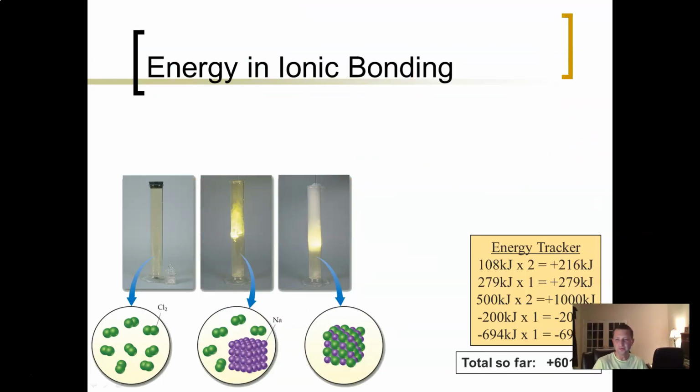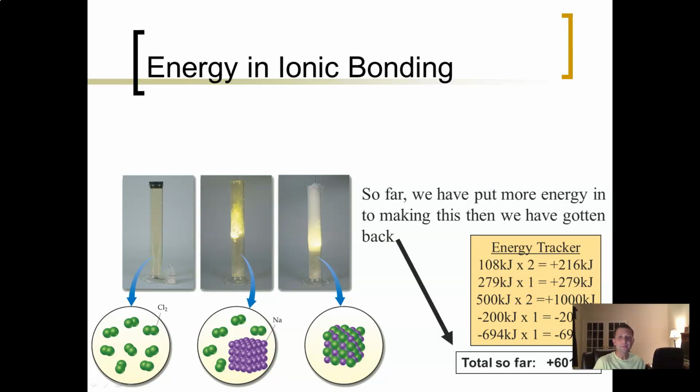So far, I know I'm in the way here, so sorry. So far, we're at 601 put into this, 601 kilojoules put into this process. But what do we know? What do we know about making ionic compounds? Let's take a look at that. So far, we've put more energy in than we've gotten back. That's not really a favorable process. A favorable process is usually exothermic, okay, in terms of energy, all right? We'll get into some other reasons why endothermic processes are favorable in a thermodynamic unit, not right now.